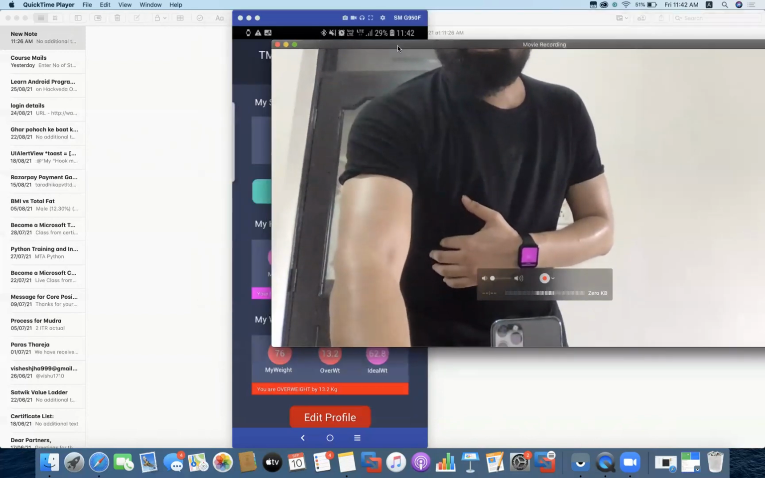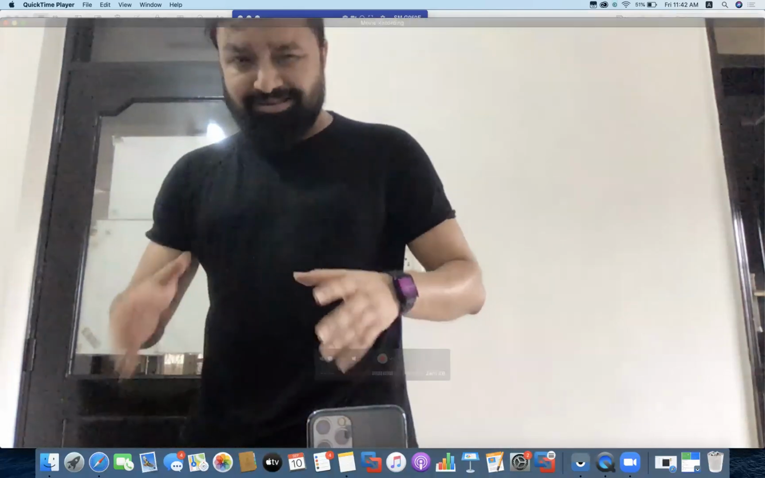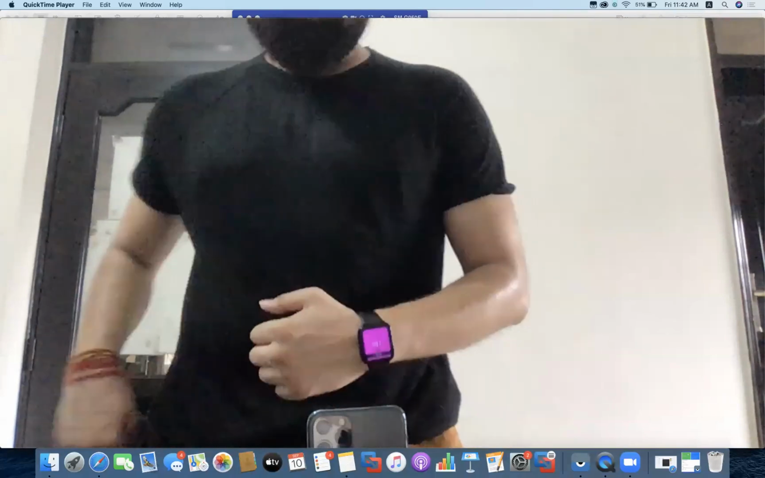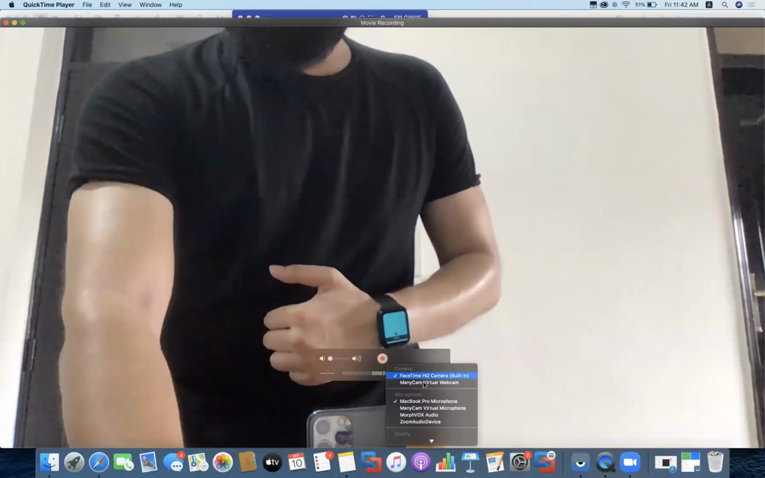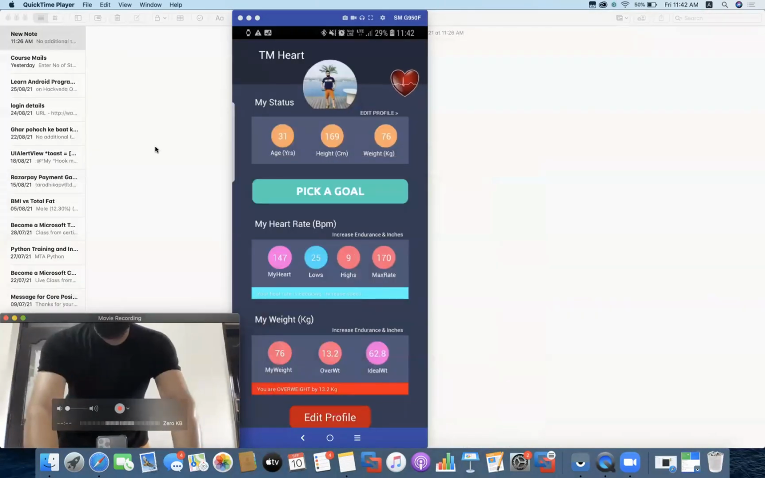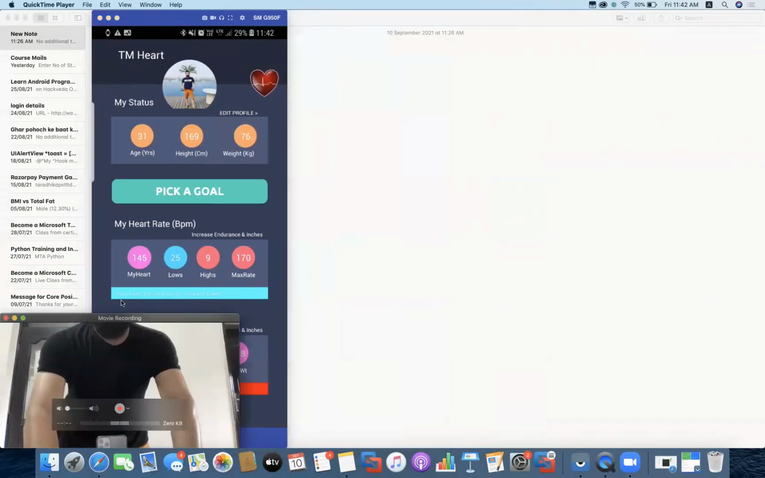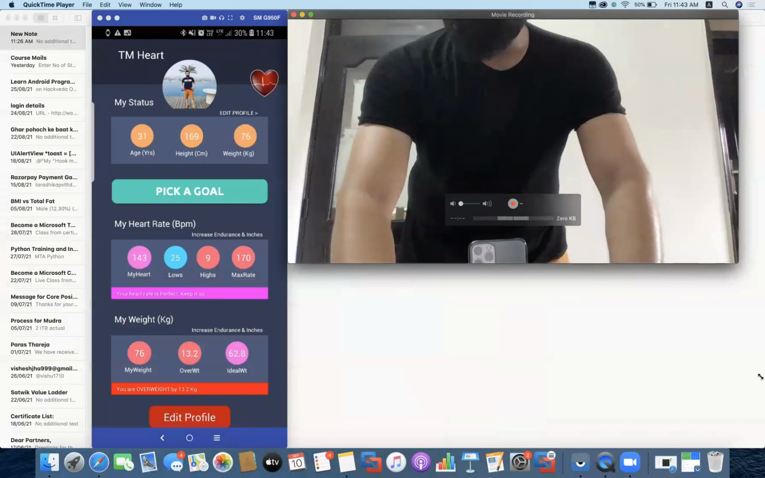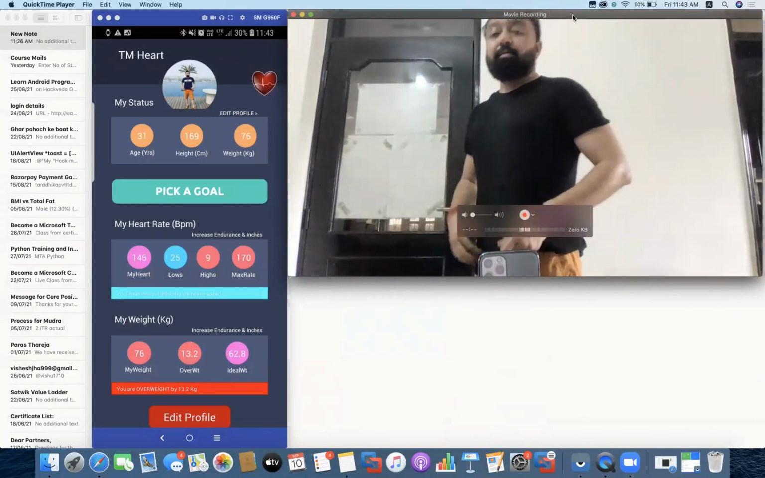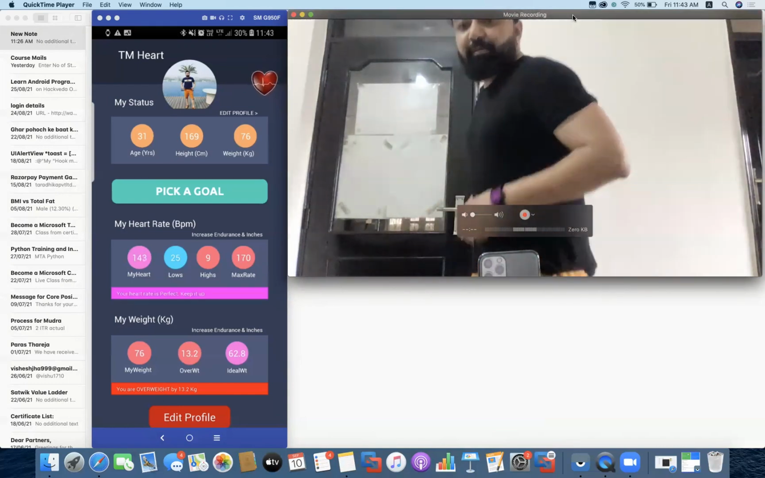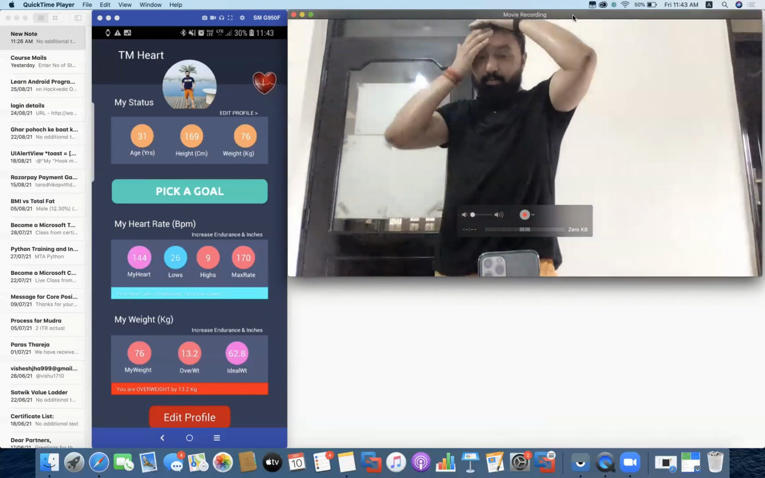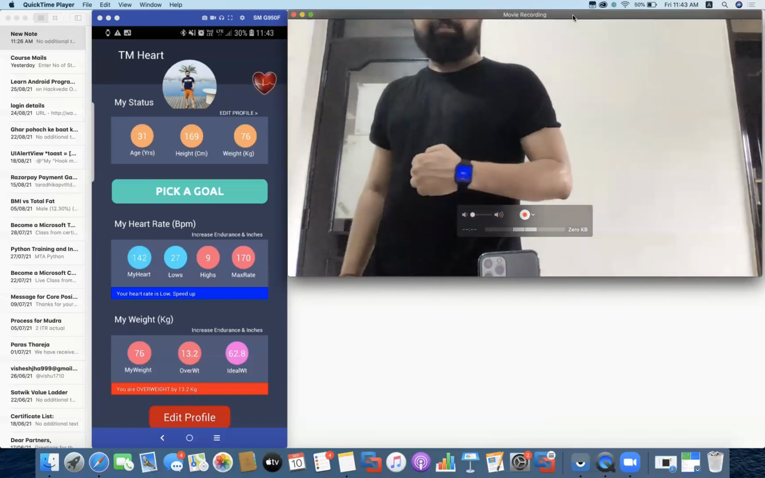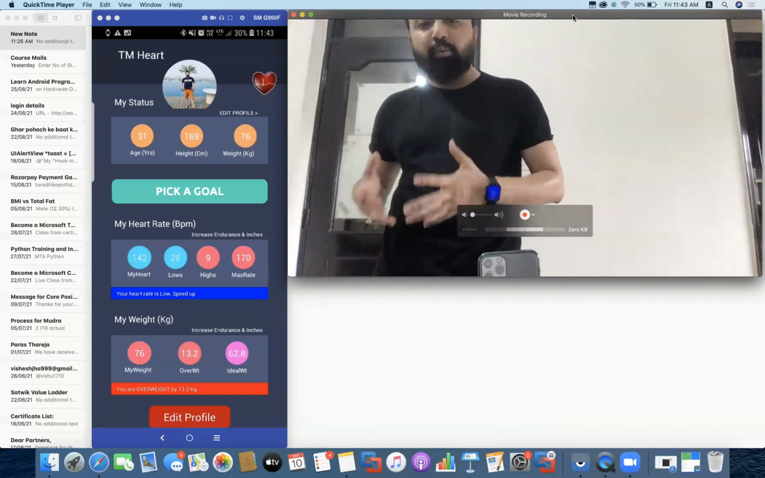Here you can see the heart rate is fine now, and I feel like I'm done for my workout. But at the moment, it's fine. Once it reduces, I can continue back. So this is an automatic fitness partner, which we can make use of in order to reach our goals. Thank you so much.